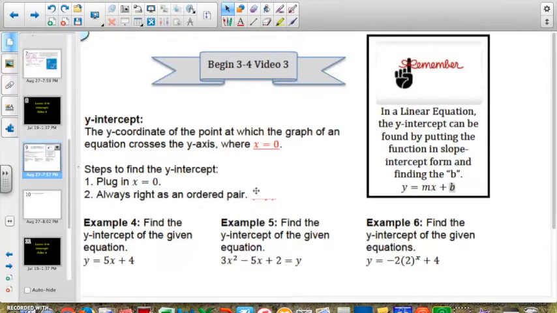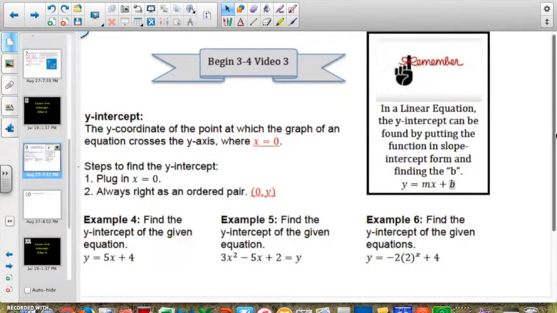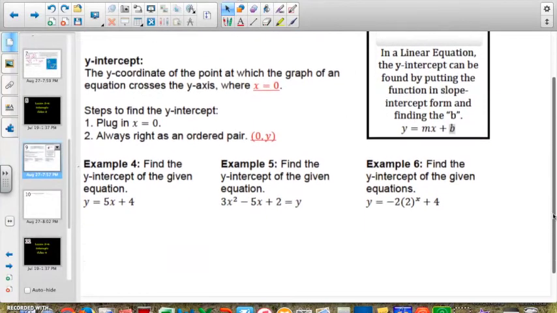And we're always going to write our answer as an ordered pair in the form of (0, y). The x value will have to be 0 to be a y-intercept, and then the y value will be whatever y value we find when we plug in x and solve for y.